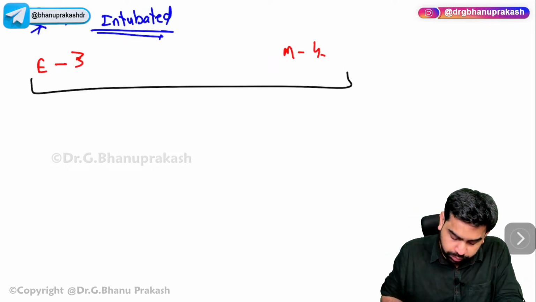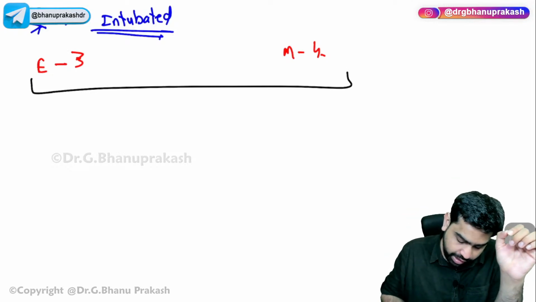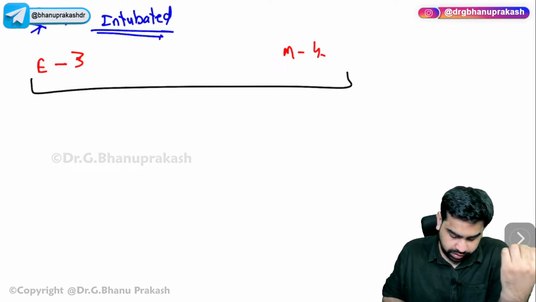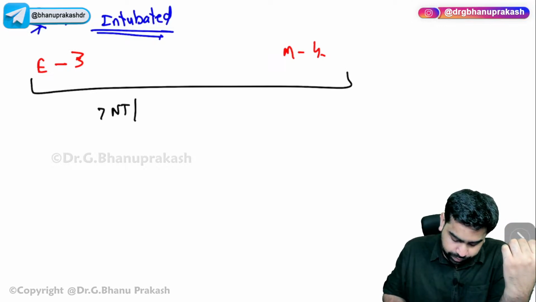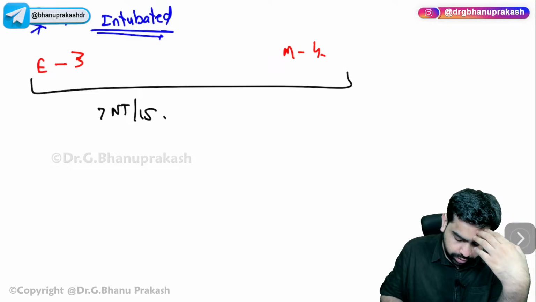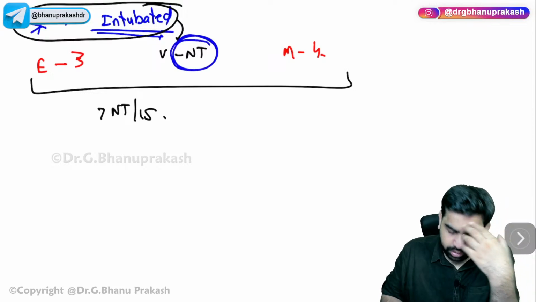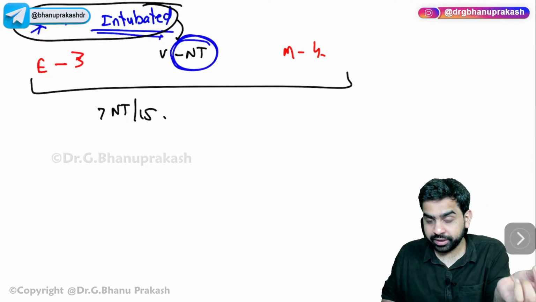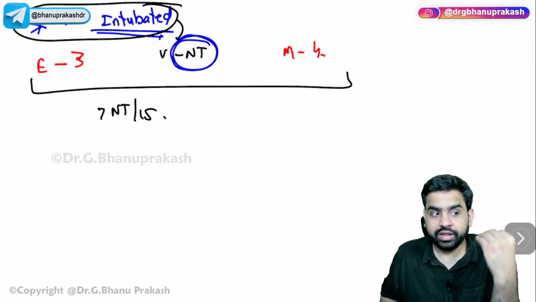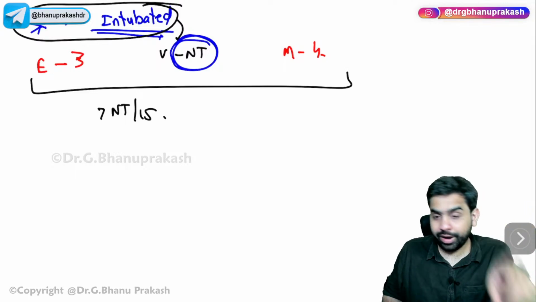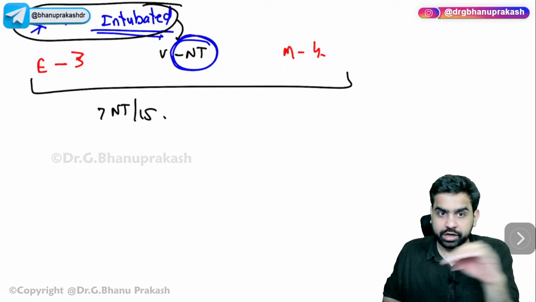So the GCS of this particular patient in the idealistic scenario has to be 4 plus 3, that is 7 NT by 15. If there is a patient who is intubated, the verbal response of this patient becomes NT. NT basically means non-testable. You cannot test the verbal response of this patient. You cannot assume that the verbal response is, let's say, 1 or 5 or anything like that.